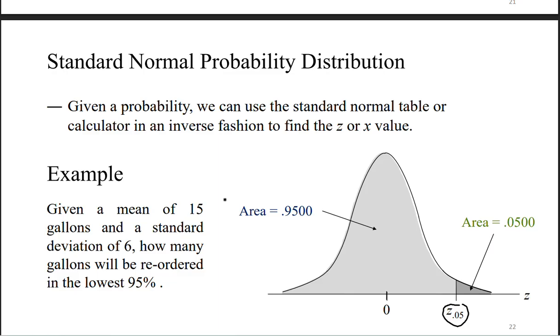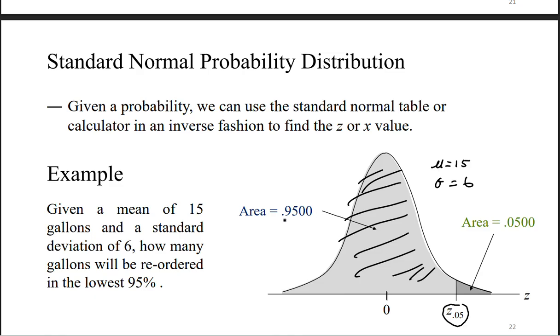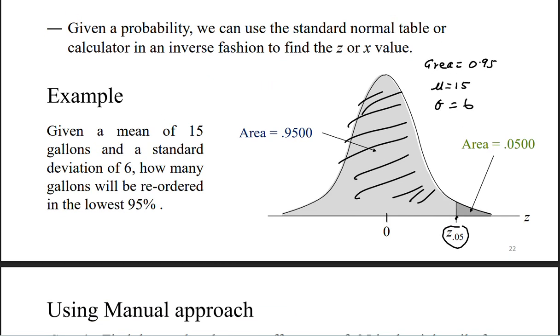So given that the mean of a distribution is 15 and the standard deviation is 6, how many gallons will be reordered in the lowest 95%? And so we know the area to the left of the curve is 95%, which is a proportion of 0.95. What we want to know is the value, or the number of gallons, that will give us the area 0.95. Let's look at how we will do this.